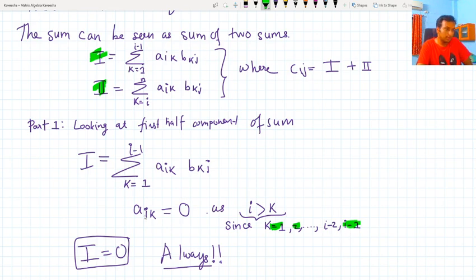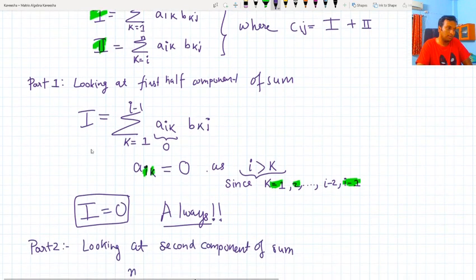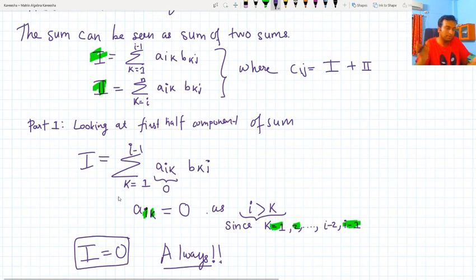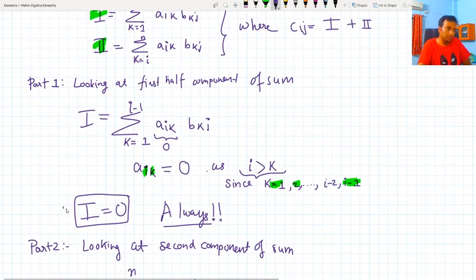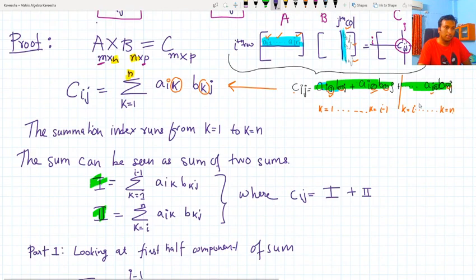So this first entry is always greater than the second entry, and since A is an upper triangular matrix, this term itself is 0. If this term itself is 0, then whatever the second term is, the product will always be 0. So the first partial sum of C is 0. This is the first part of the sum, and everything up to here is 0.